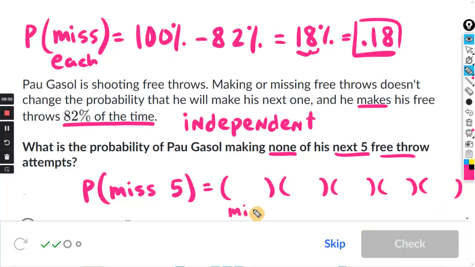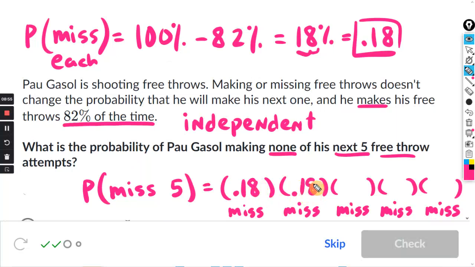And on each one, it's going to be a miss. He misses each time. All 5. We're trying to figure out the probability that he misses all 5. So they're all independent, we're going to multiply. The probability of a miss is 0.18, times 0.18. Each time he misses, the probability is 0.18, and they're all independent, so they're all going to be multiplied. All right, so that's it.